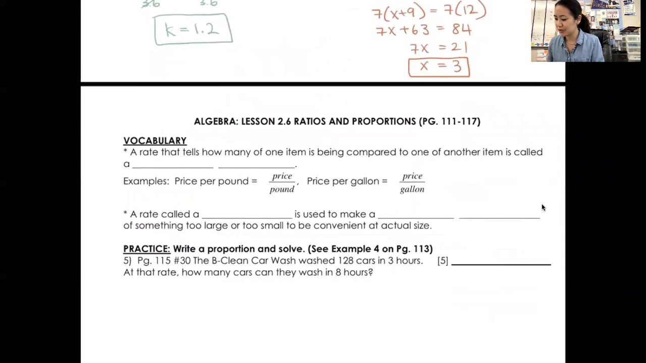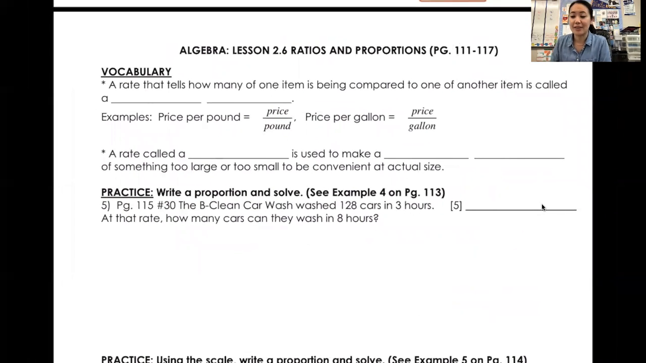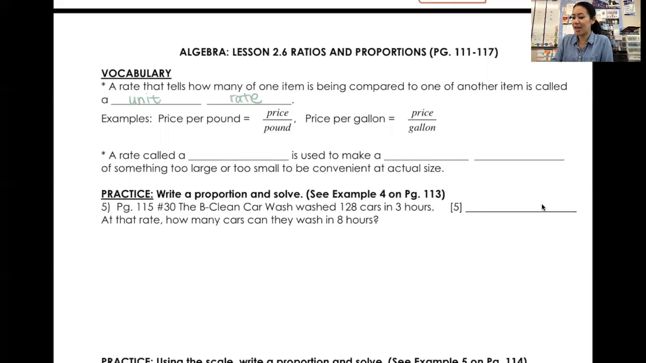Okay, let's go to this next part right here. Now, this time we're talking about some rates. All right, so some real world type problems here. Now, a rate that tells how many of one item is being compared to another item is called a unit rate. So for example, if you go to the grocery store, you're going to see the meat is $2.80 per pound, or price per gallon if you're going to the gas station. That is called the unit rate.